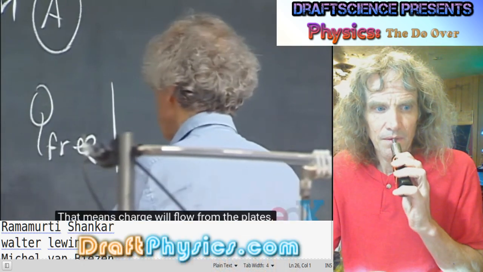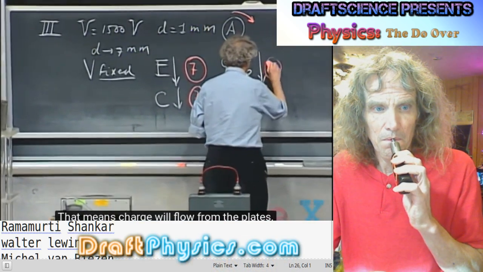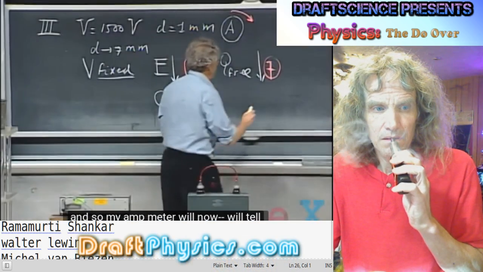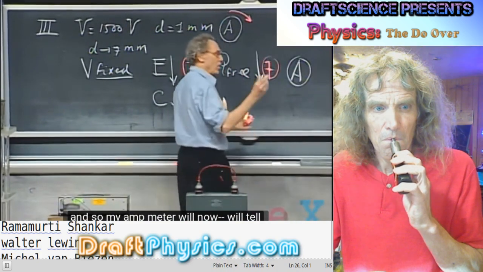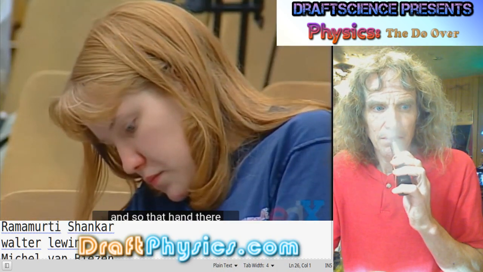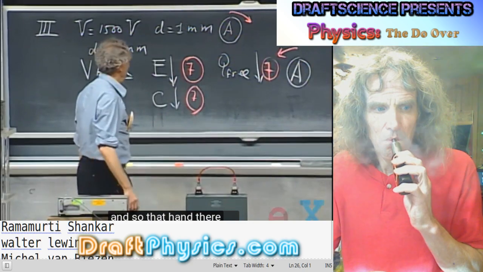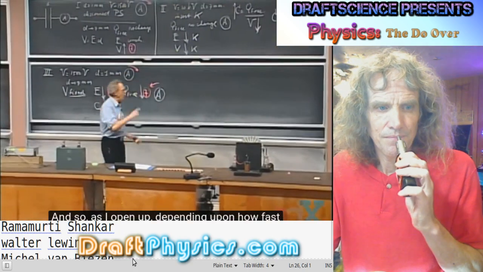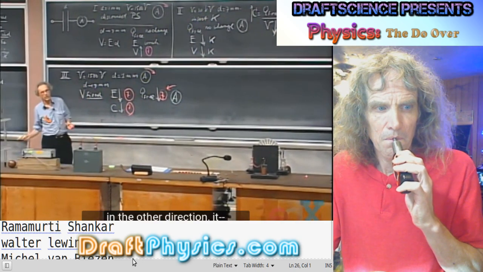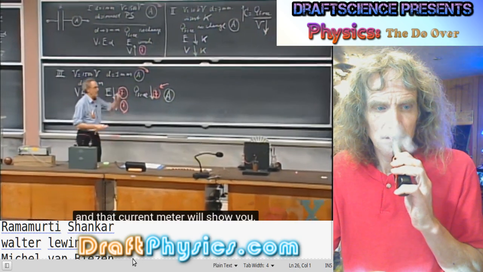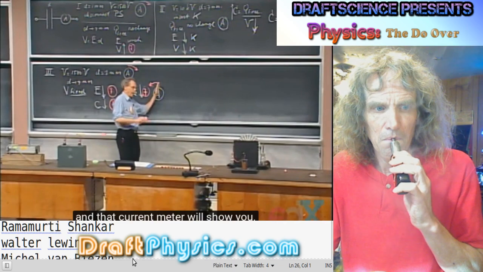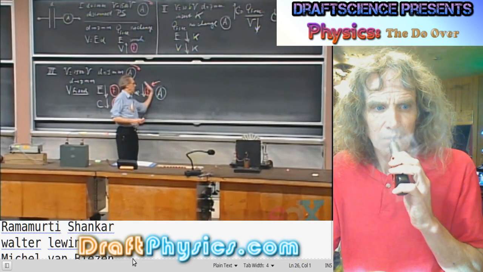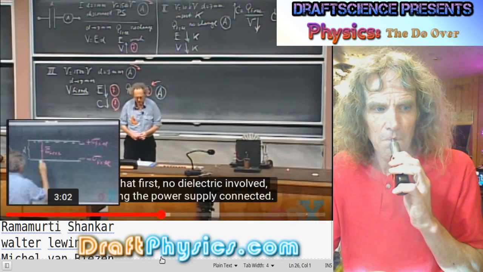And what does that mean? That means charge will flow away from the plates. And so my ammeter will tell me that charge is flowing from the plates, and so that hand there will go to the left. And so as I open up, depending upon how fast I can do that, charge will flow from the plates in the other direction. The charge will flow off the plates, and that current meter will show you every time that I open it a little bit, it will go in this direction. So let's do that first.